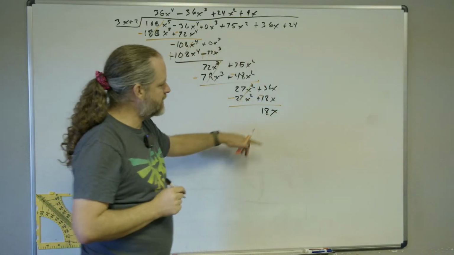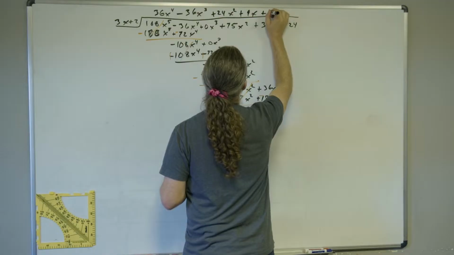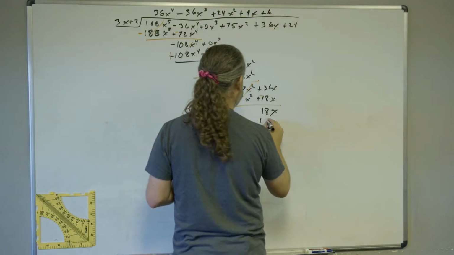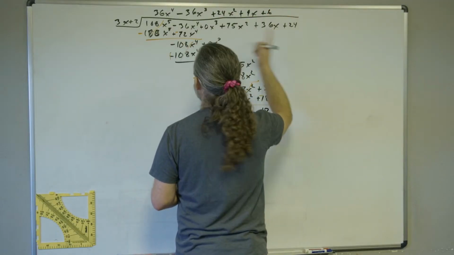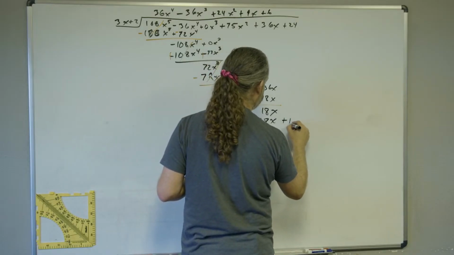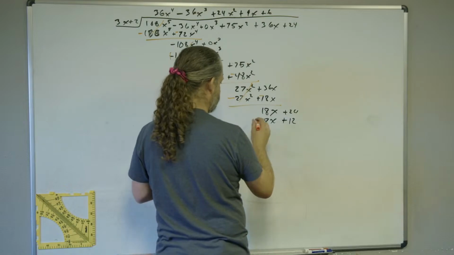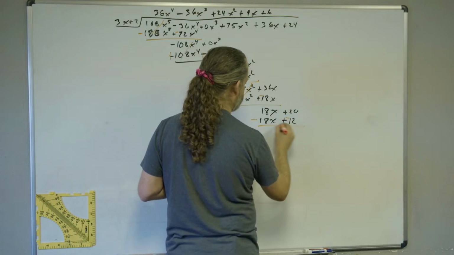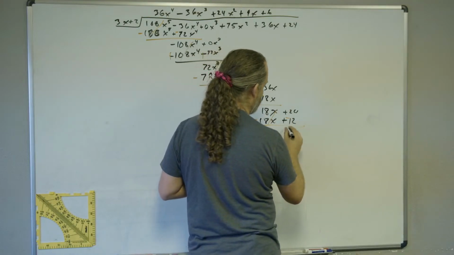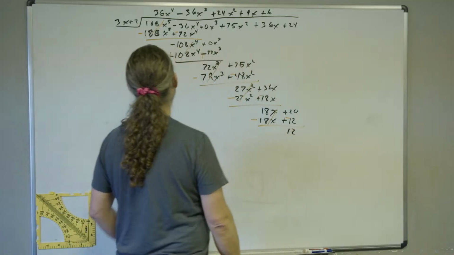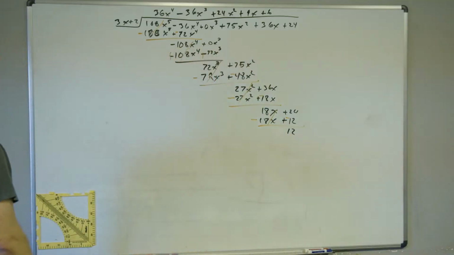3x goes in that 6 times. 6 times that is 18x. 6 times that is 12. Don't forget to bring the plus 24 down. We subtract. And we get 12. And then we write 12 over that at the end, and then we are done. I messed up by leaving off the entire last step.